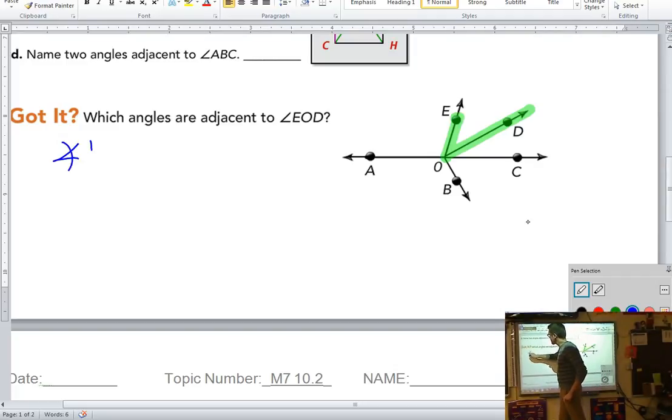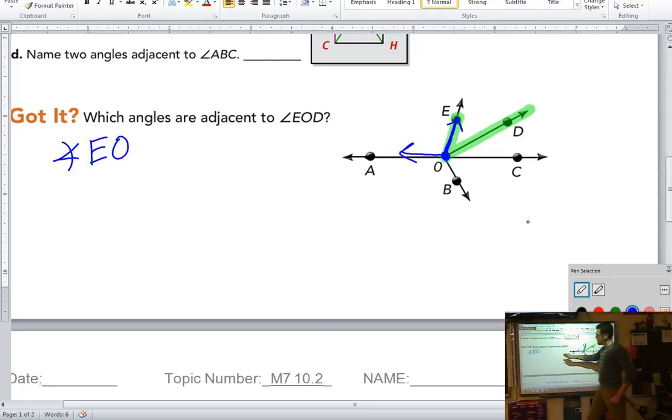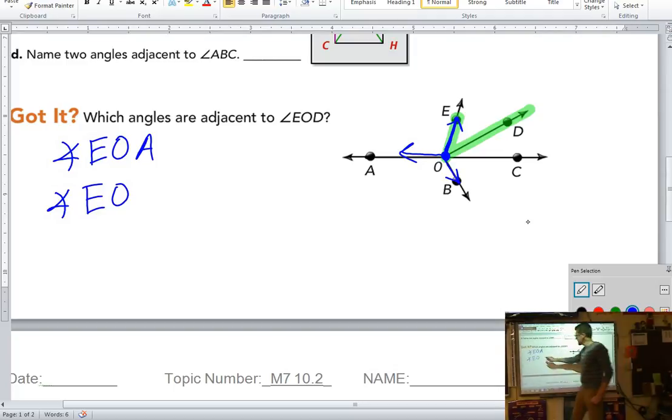Let's think about all the choices that use EO, because this is one of my sides that I would need to share with. So here's my vertex that I have to share, that goes out my ray. So I could do EO. EOA would be one choice. EOB would be another choice.